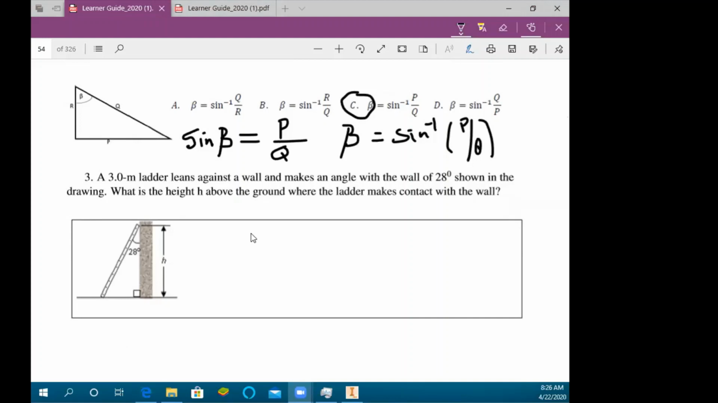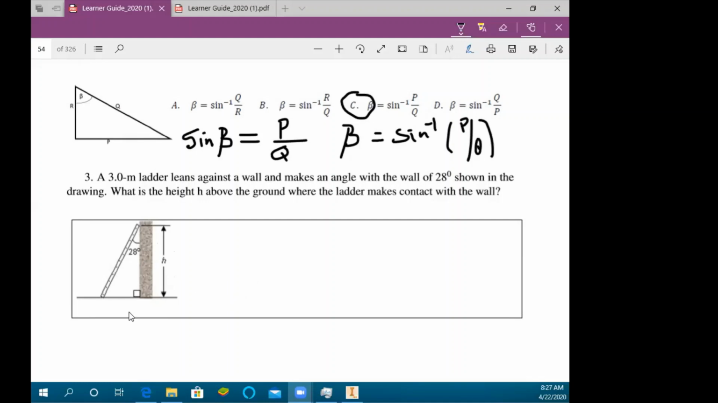A 3-meter ladder leans against the wall and makes an angle with the wall of 28 degrees, shown in the drawing. What is the height h above the ground where the ladder makes contact with the wall? So in this case, they're looking for that height h that is shown on the diagram there. We can all see it now. Yes, sir. The height h.